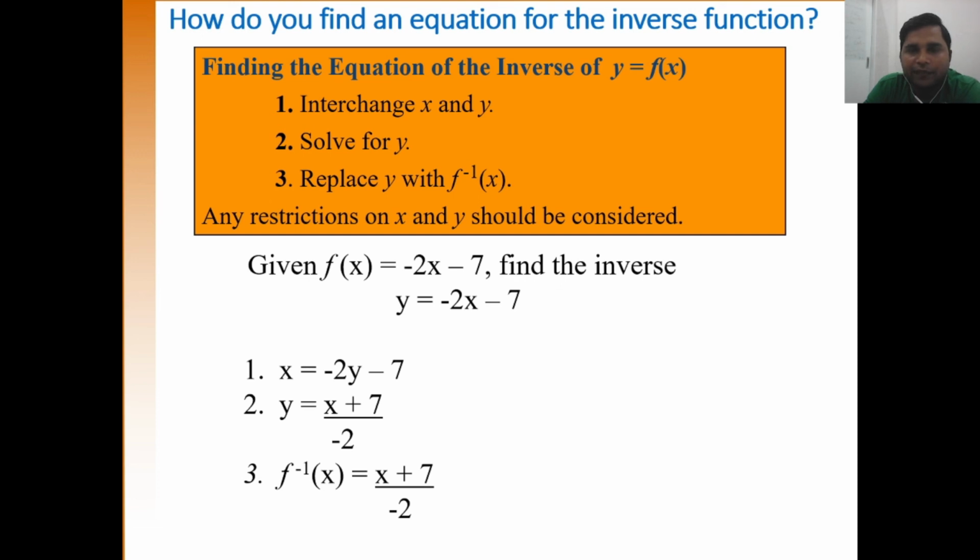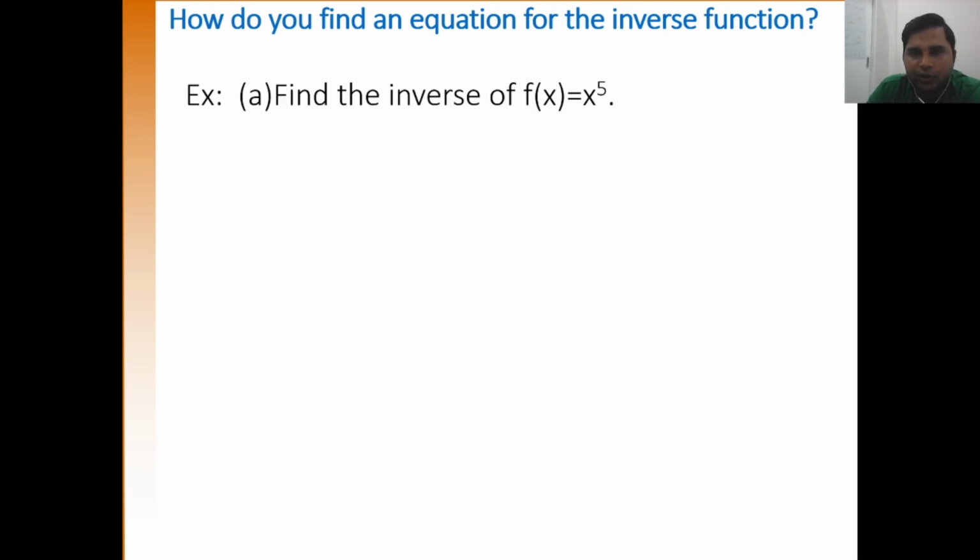Given that f(x) is equal to minus 2x minus 7, find the inverse. We replace f(x) with y, where y is equal to minus 2x minus 7. Then first step, replace y with x and x with y. So this we have done, and then make y the subject. You'll get (x plus 7) divided by minus 2, and we replace y with f inverse x, that is (x plus 7) divided by minus 2. That's the inverse function.